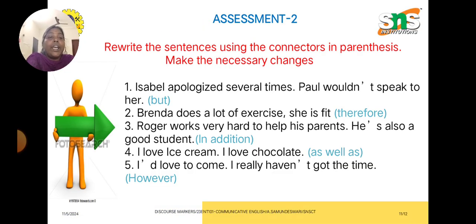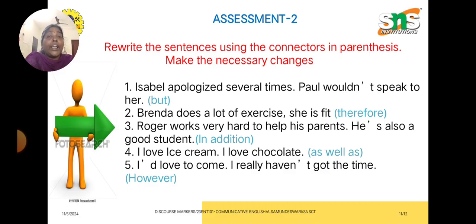So here we have assessment 2, and after completing this assessment we'll go to assessment 1. Isabel apologized several times. Paul would not speak to her. So you are going to connect these sentences with the help of a connective. But. Isabel apologized several times, but Paul would not speak to her. Brinda does a lot of exercise, therefore she is fit.